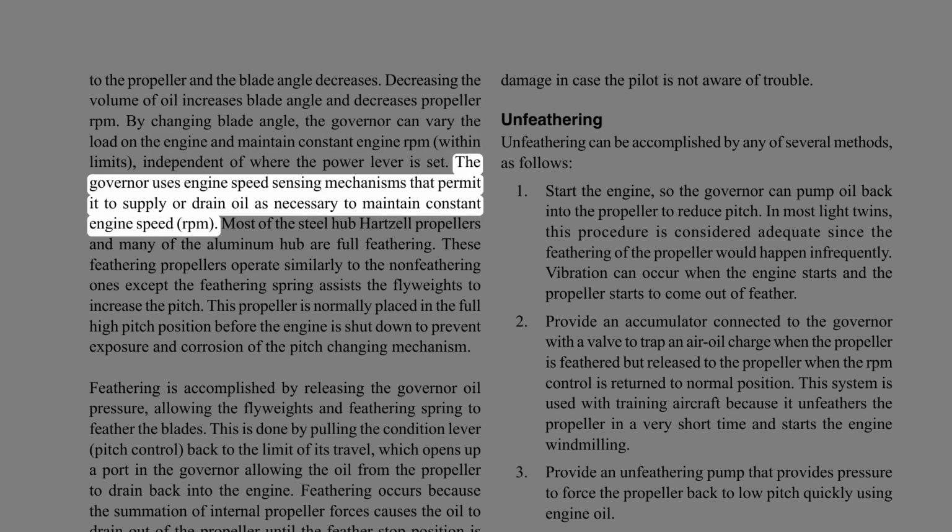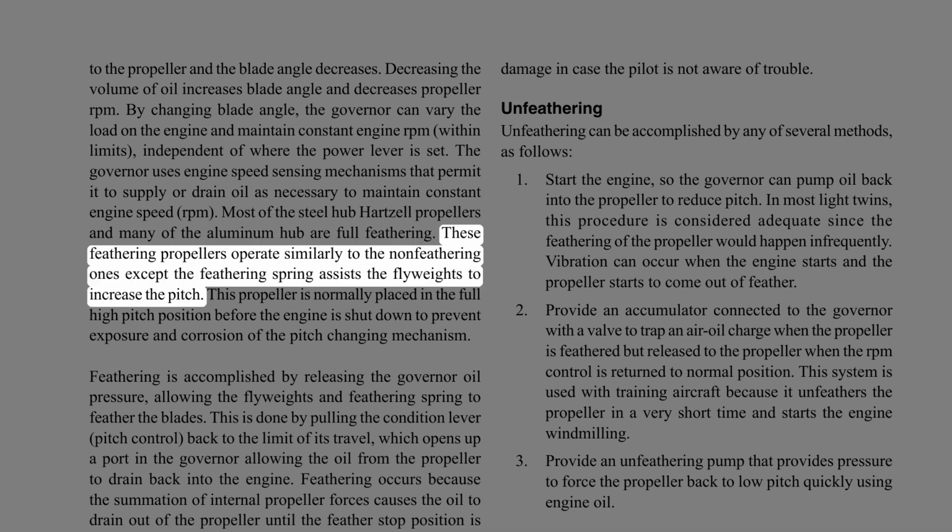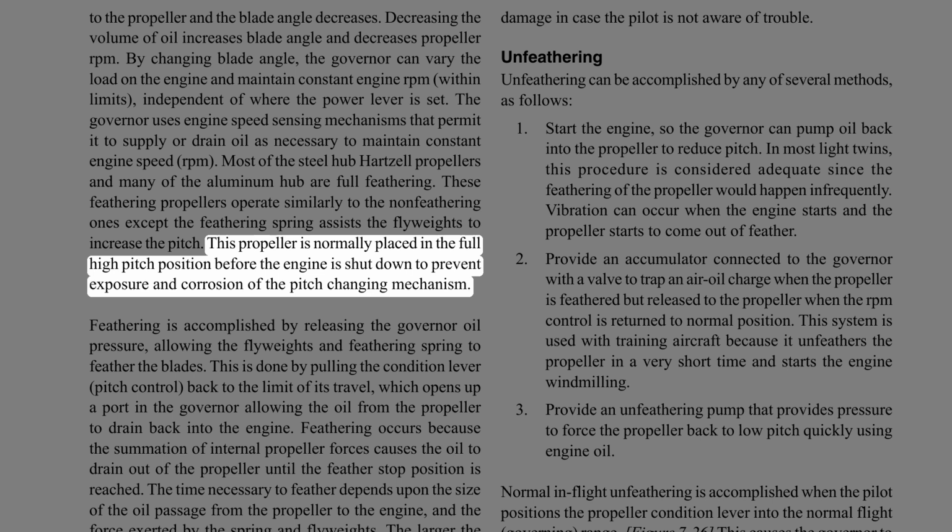The governor uses engine speed sensing mechanisms that permit it to supply or drain oil as necessary to maintain constant engine speed, RPM. Most of the steel hub Hartzell propellers and many of the aluminum hub are full feathering. These feathering propellers operate similarly to the non-feathering ones, except the feathering spring assists the flyweights to increase the pitch. This propeller is normally placed in the full high pitch position before the engine is shut down to prevent exposure and corrosion of the pitch changing mechanism.